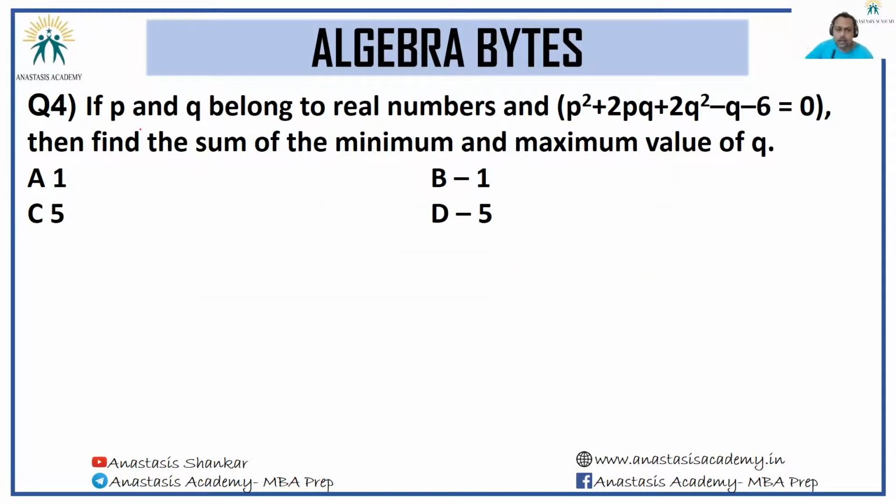Next question. If P and Q belong to real numbers and P square plus 2PQ plus 2Q square minus Q minus 6 is equal to 0, then find the sum of the minimum and maximum value of Q.